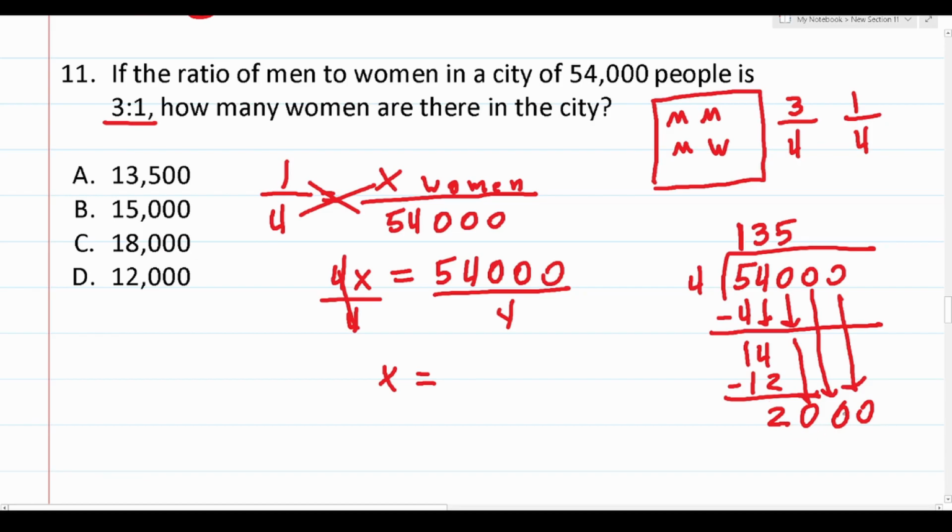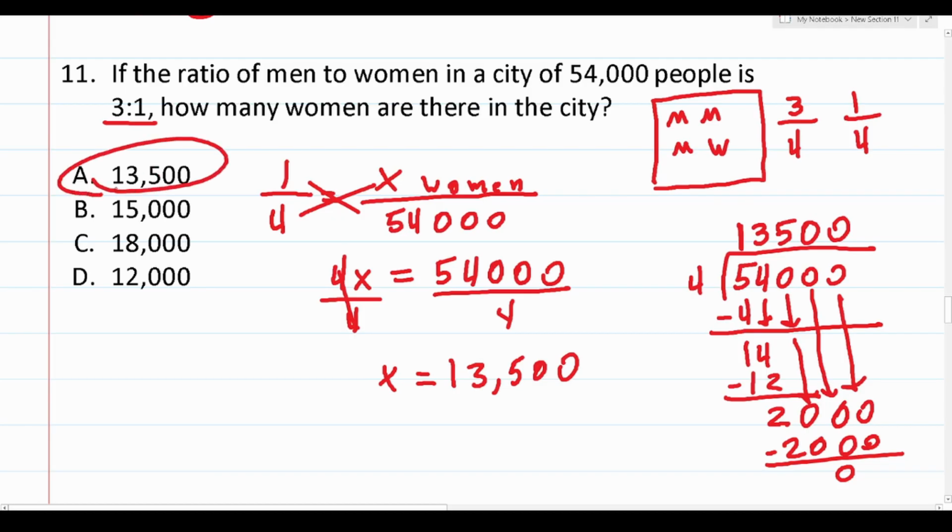Therefore, 4 goes into 2,000 500 times. Okay, so 4 times 500 would be 2,000. 2,000 minus 2,000 is 0. So we can see that the answer to this one is 13,500. In other words, 13,500 women are in this city of 54,000 if the ratio of men to women is 3 to 1.